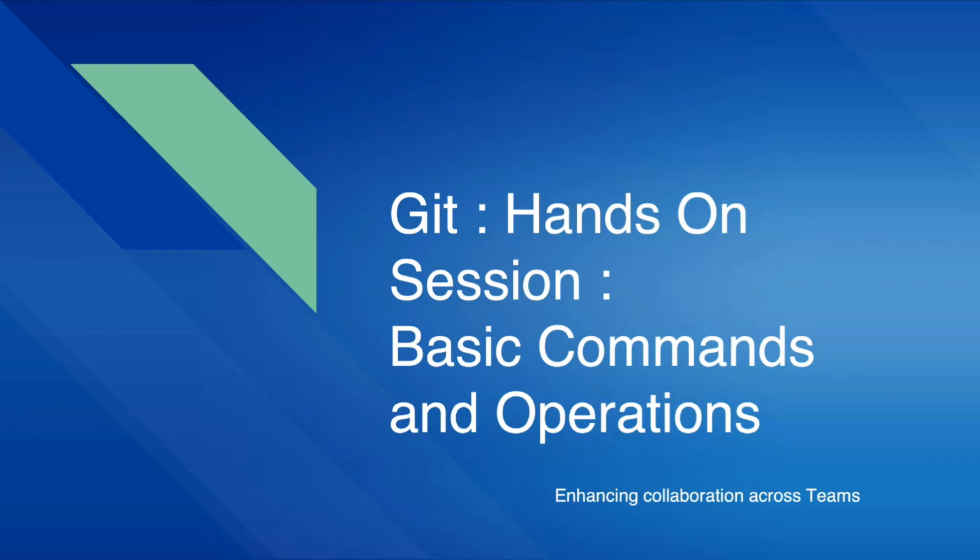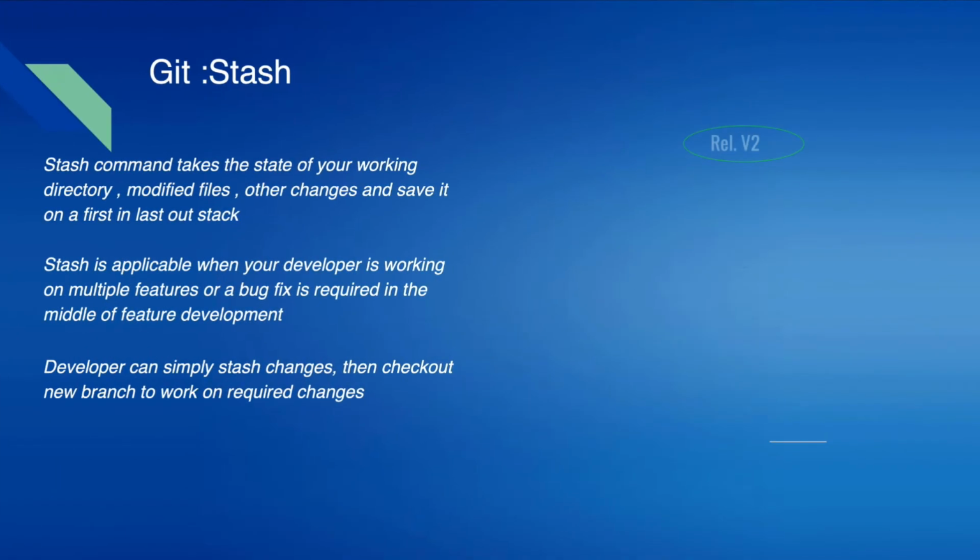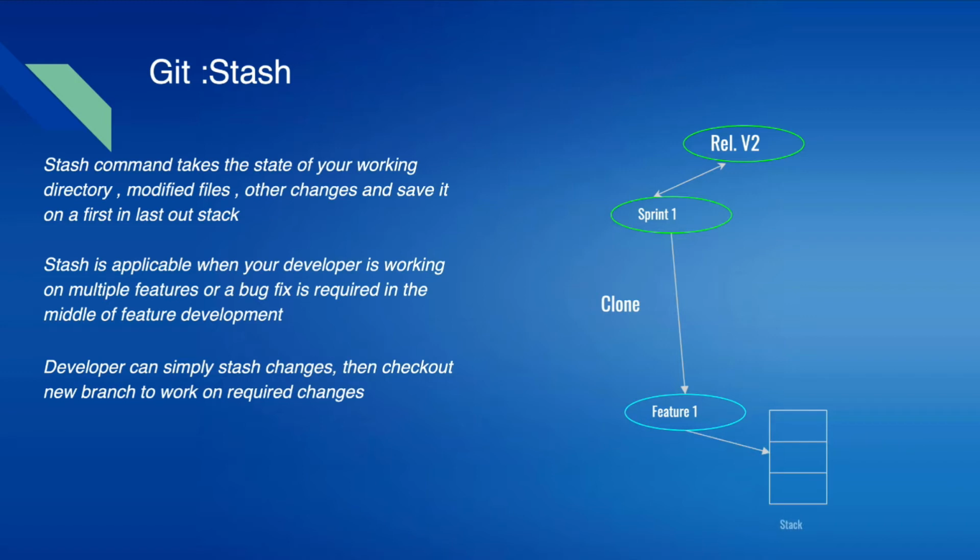In this video, we'll look into the git stash operation. The stash command takes the state of your working directory and any uncommitted changes and pushes it into a first in last out stack. Let's say you're working in a feature branch and you're halfway through your code changes for the feature. At this point, you receive a production bug which needs to be fixed immediately.